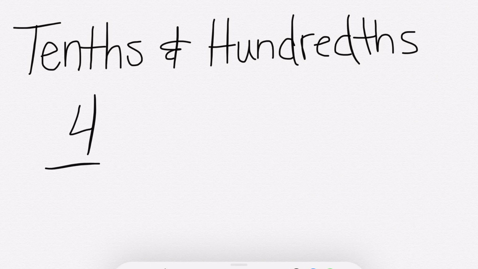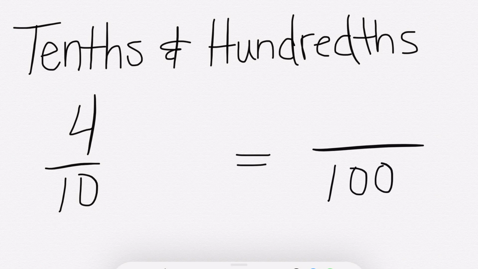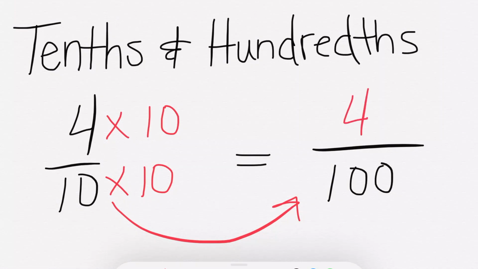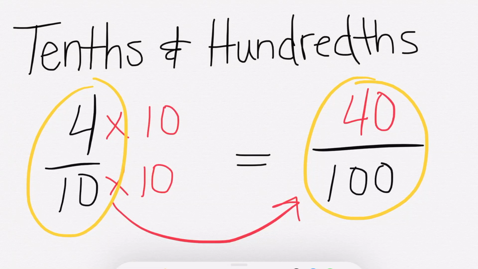For example, here's a problem that we did in class. 4 tenths is equivalent to how many hundredths? Well, if you remember, step number 1 is we need to figure out how we get from 10 to 100. What do we need to do to this 10? Well, I know to get from 10 to 100, I need to multiply by 10. I also know that whatever we do to the bottom, we also have to do to the top. So 4 times 10 gives me 40, and here are my equivalent fractions. 4 tenths is equivalent to 40 hundredths.